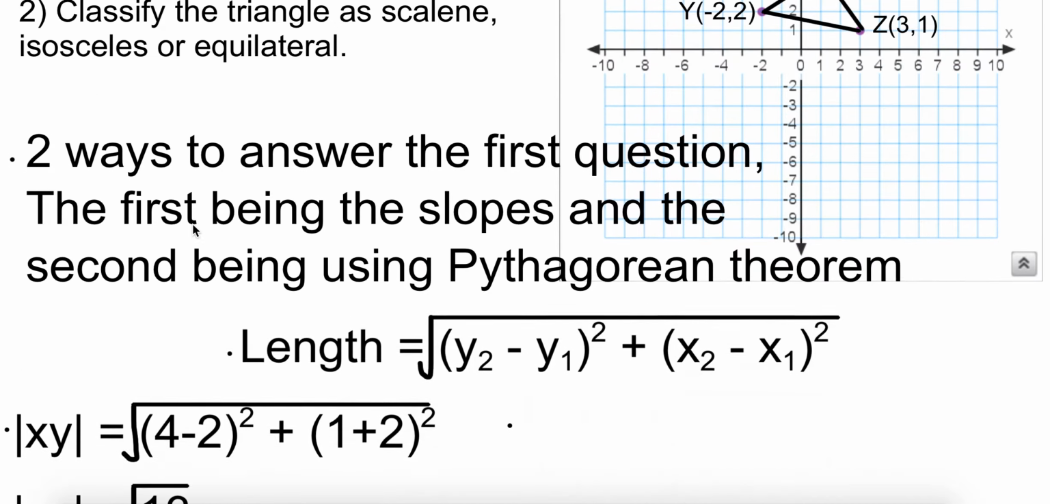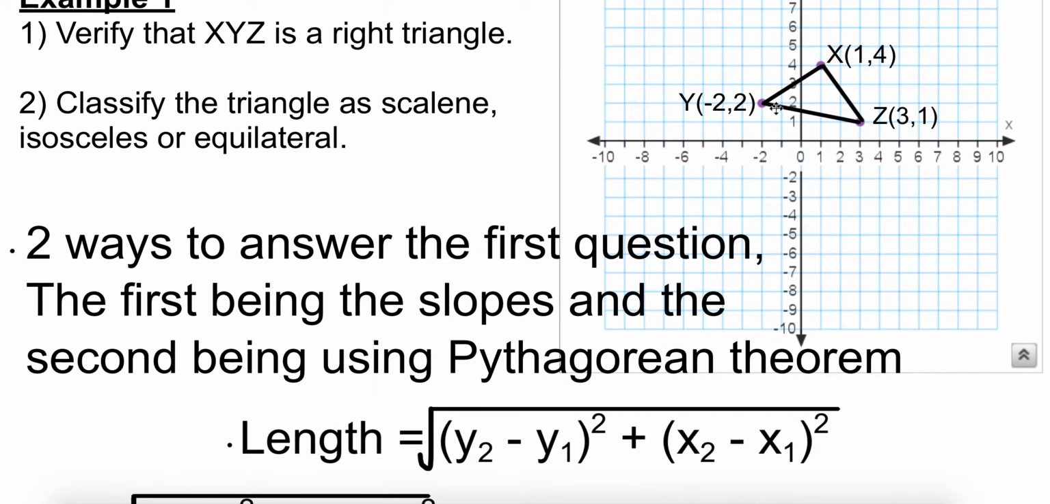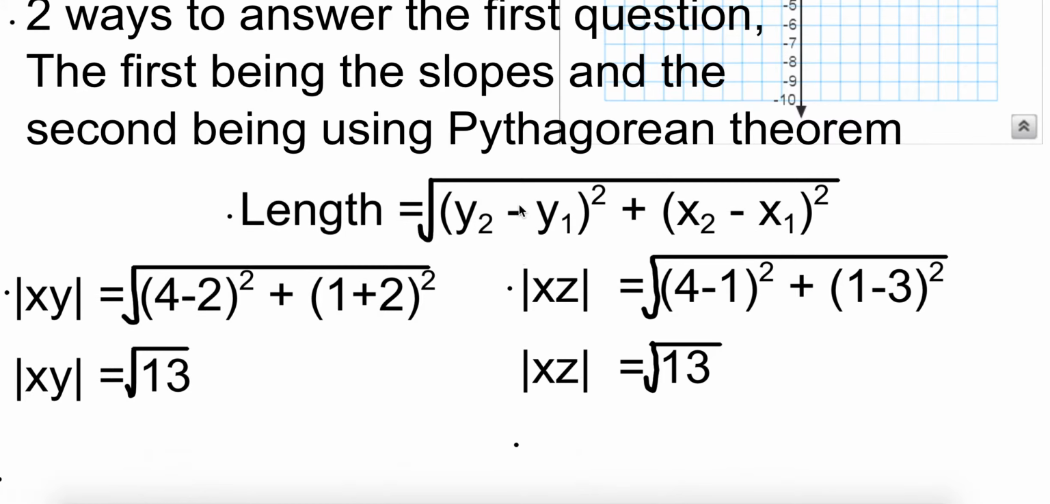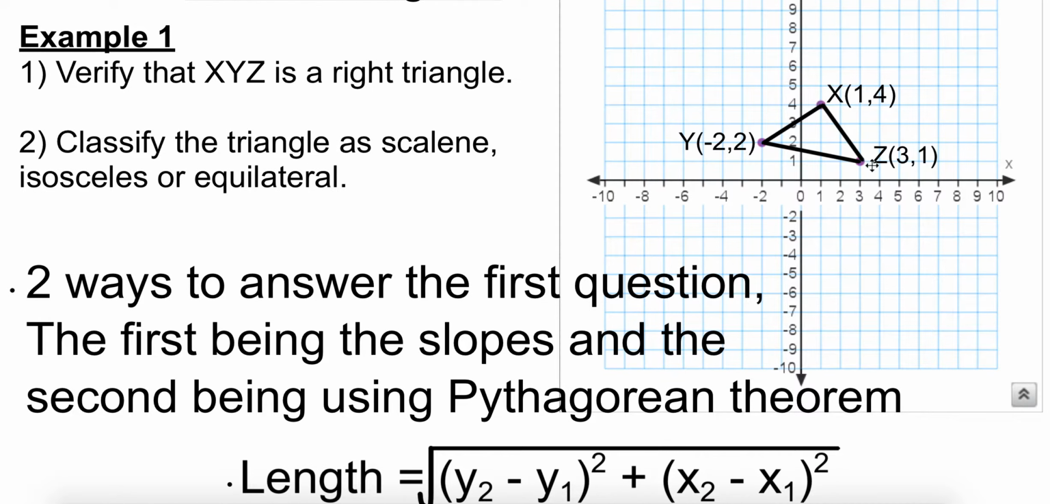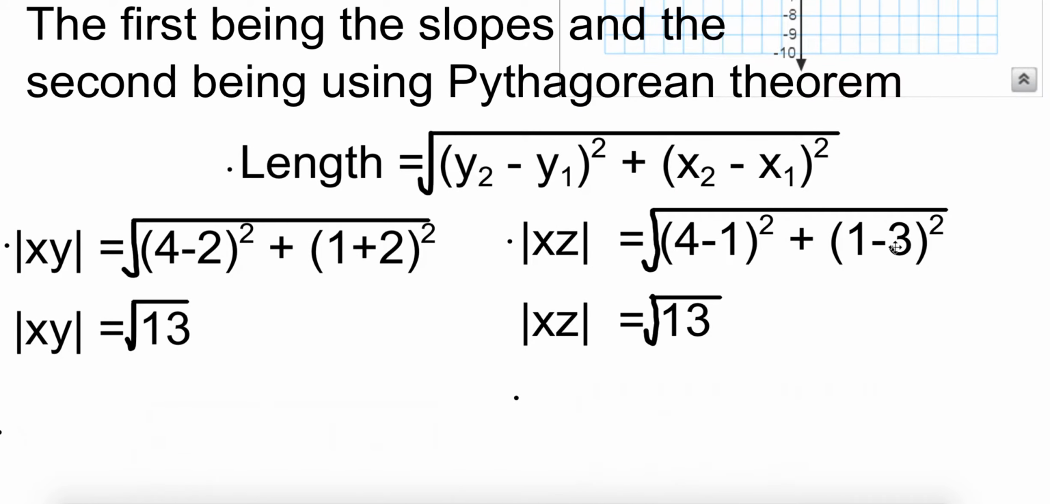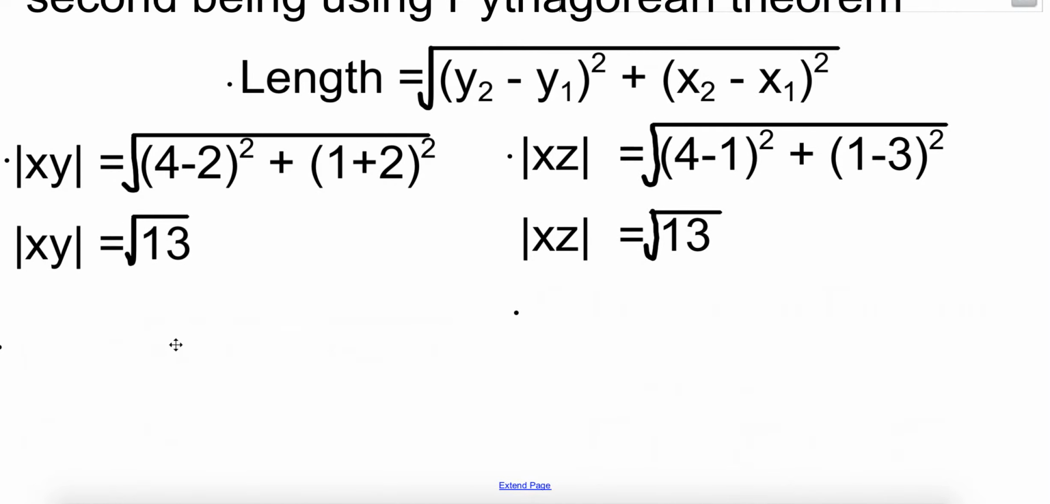So if we look at XY, so again just looking at these points, we've got X and Y. I'm using this formula, 4 minus 2 squared plus 1 plus 2 squared, is going to be 2 squared is 4, plus 3 squared is 9, 9 plus 4 is 13. Then we're going to look at XZ. So we're going to have 4 minus 1 and 1 minus 3. So 4 minus 1 is 3, that's negative 2. 3 squared is 9, negative 2 squared is 4, 9 plus 4 is 13 again. So it's at least isosceles because we know two of the sides are the same now.